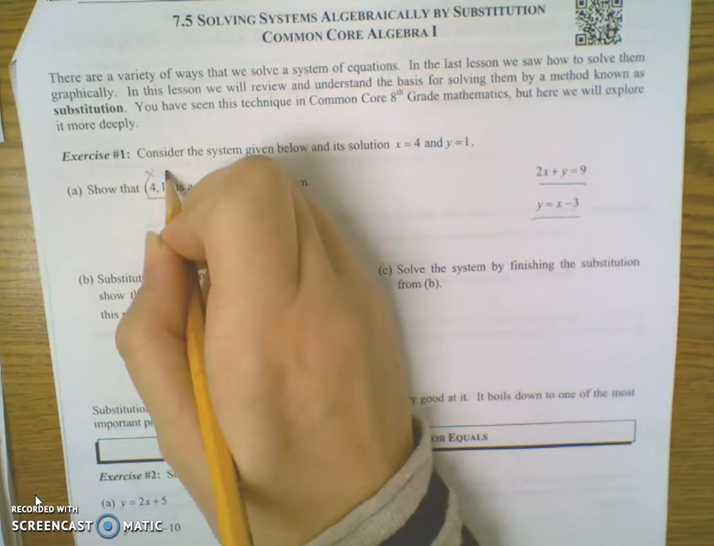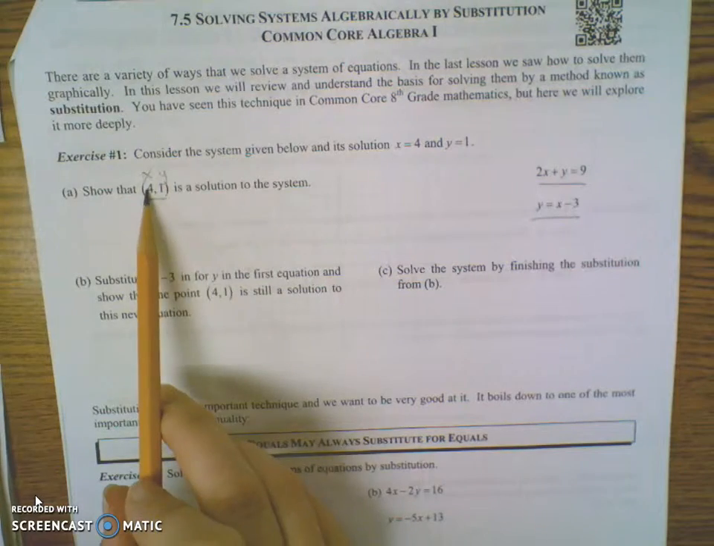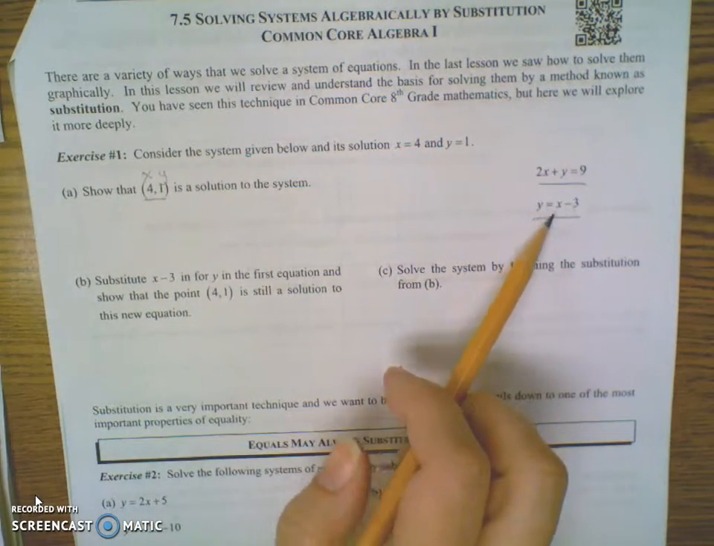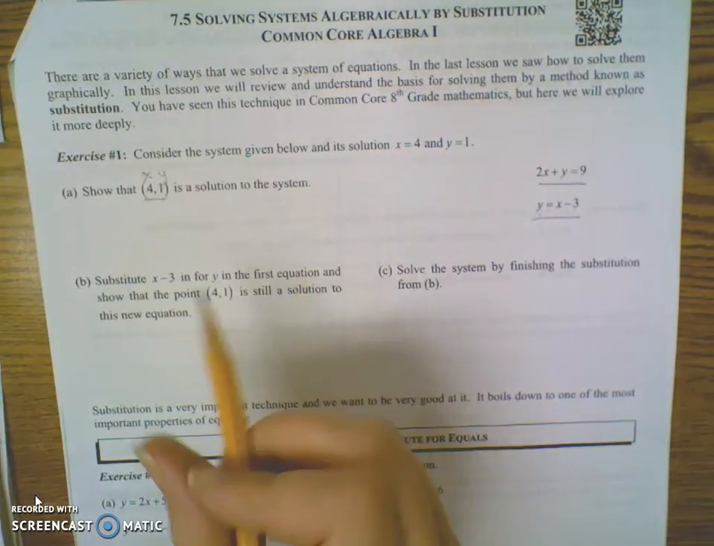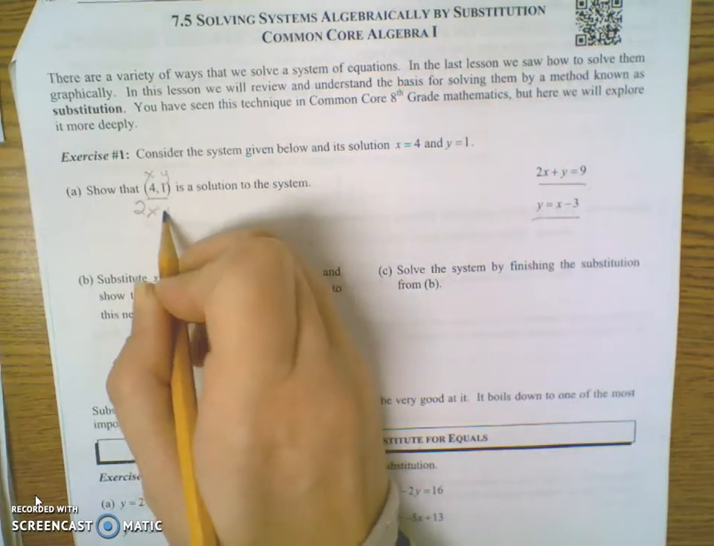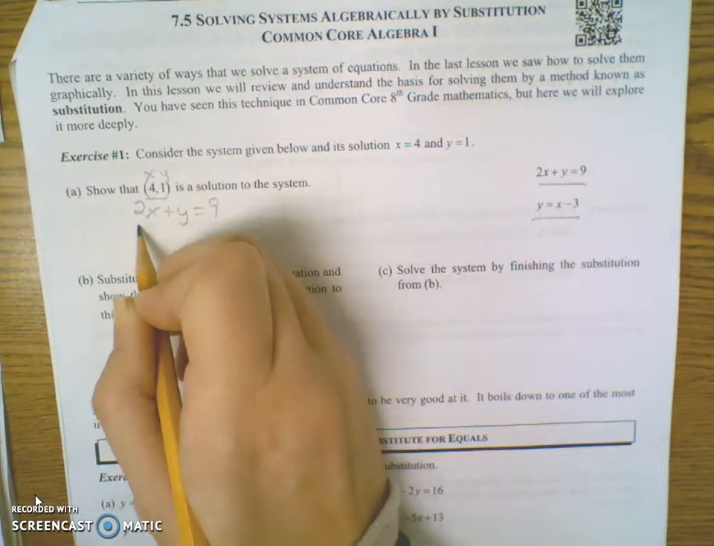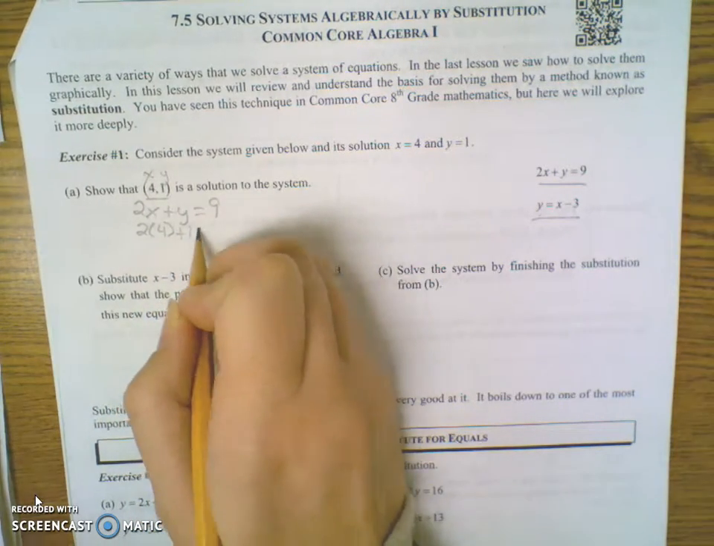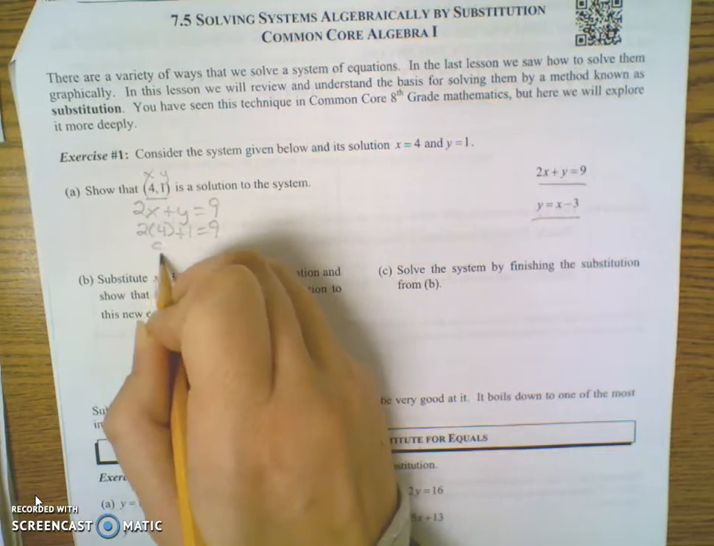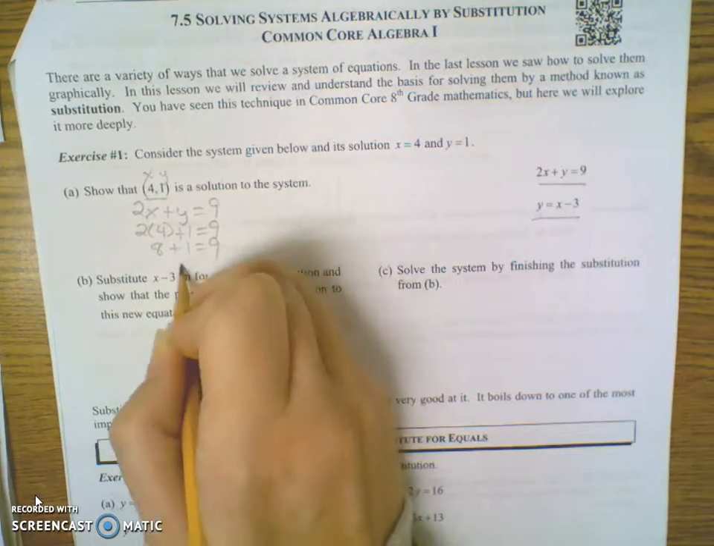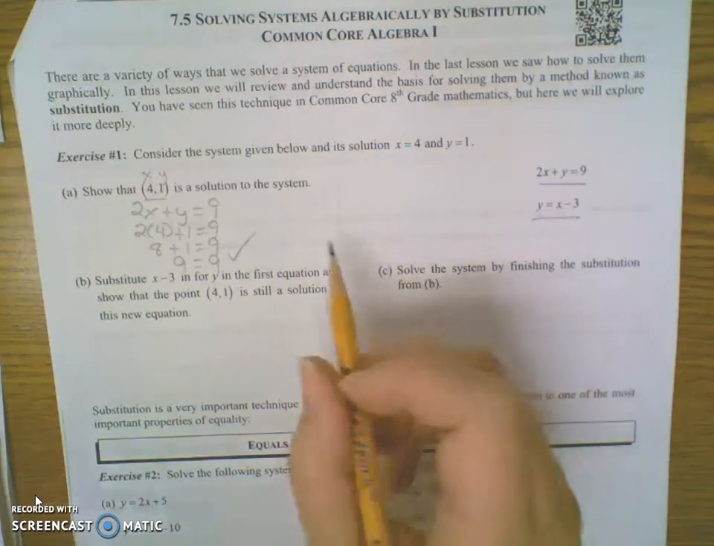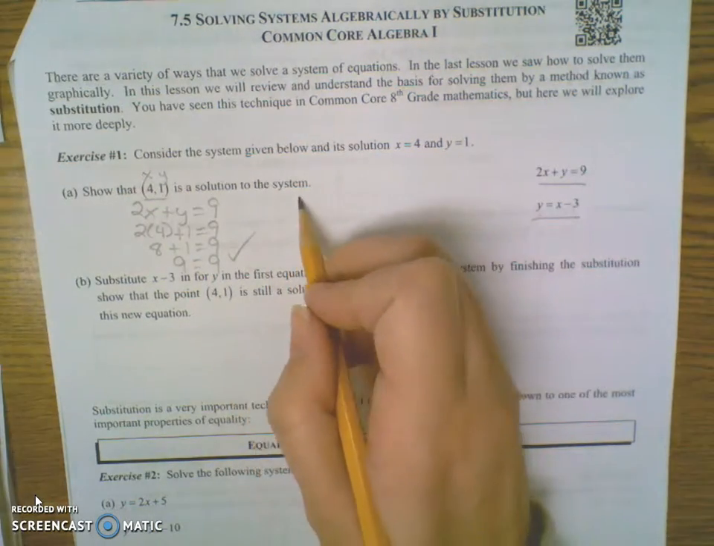This is your x and this is your y, and so I would just substitute this in for my x and in for my y in both equations and then show that both sides are equal. So for example, if I have 2x plus y equals 9, instead of the x I would put in 4, instead of the y I would put in 1, and then that's 8 plus 1 equals 9, 9 does equal 9, so that one works, and since it's a system I have to show both of them.